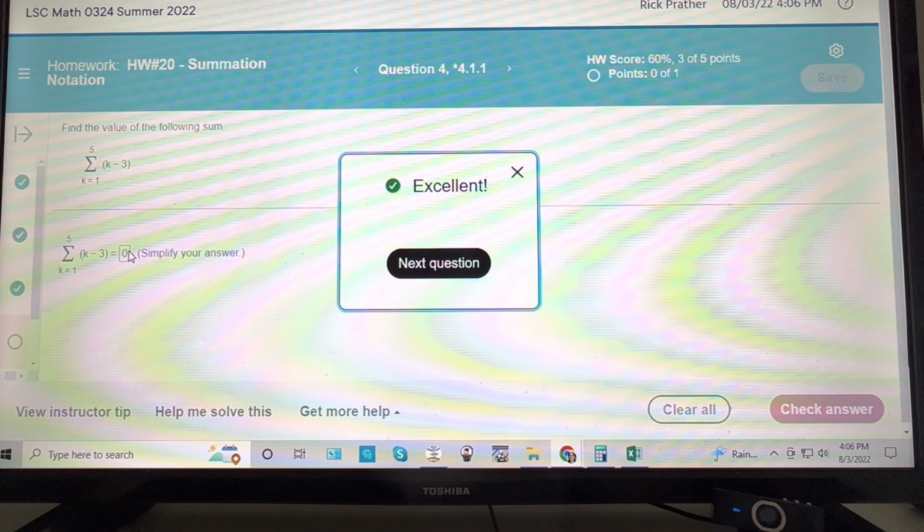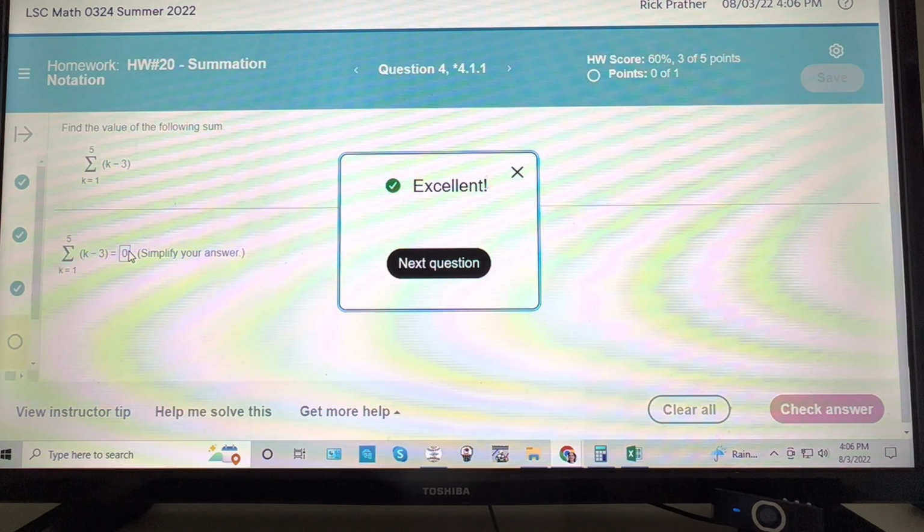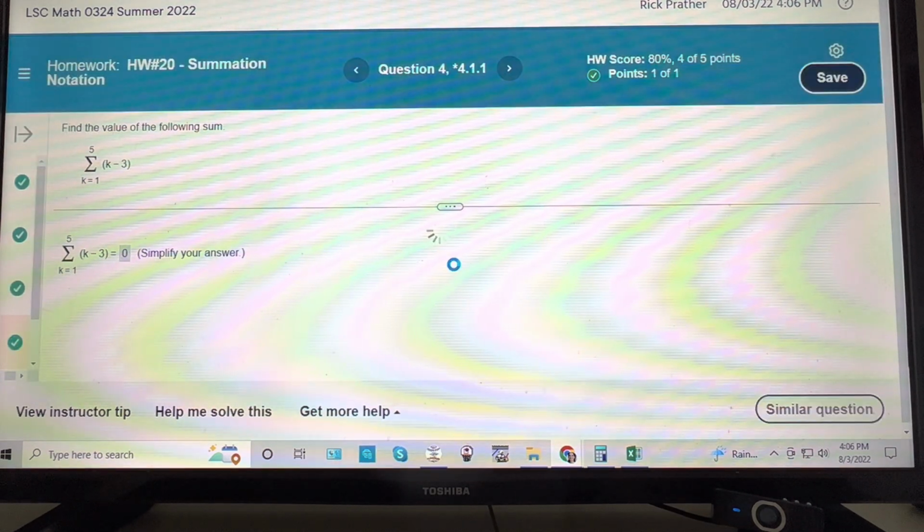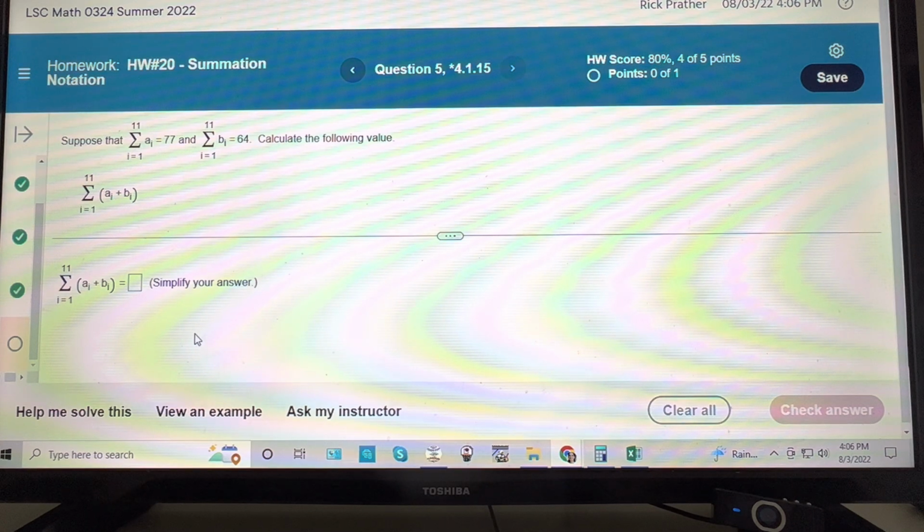Okay, we got 2 letters left. The next letter is the letter G. G is in gasoline. And we got 1 problem left and 1 letter to go.